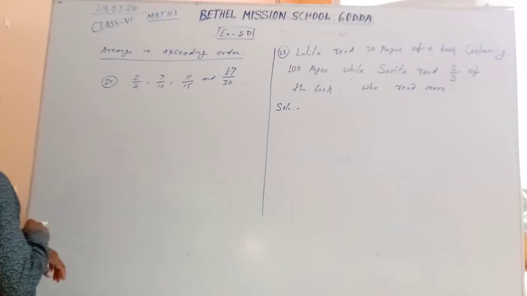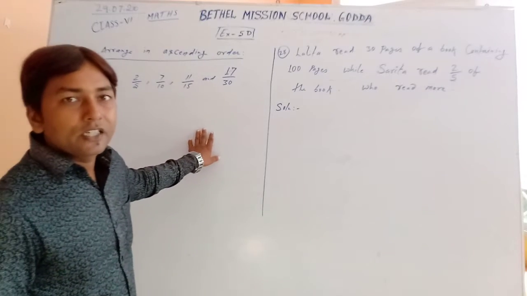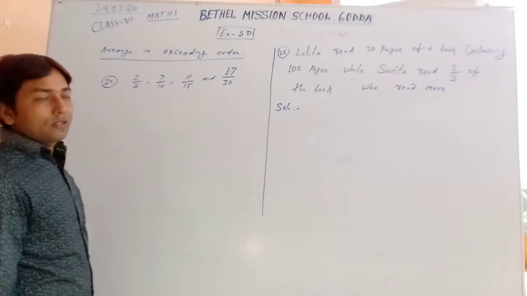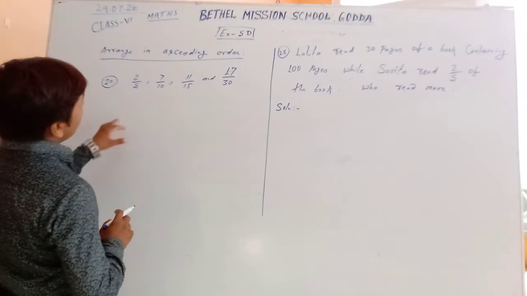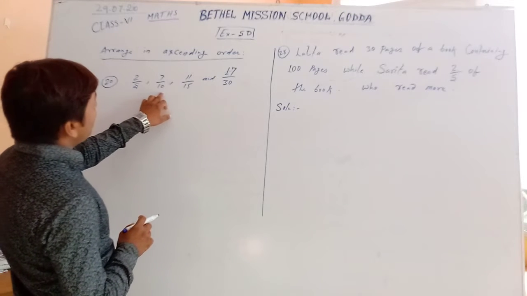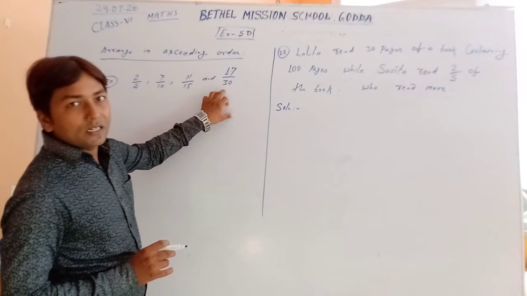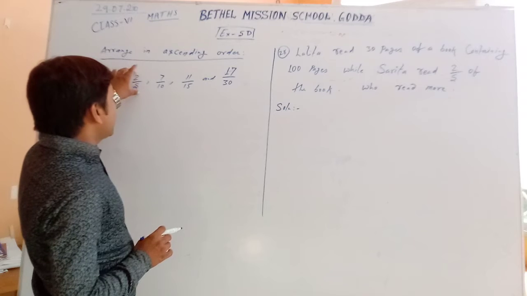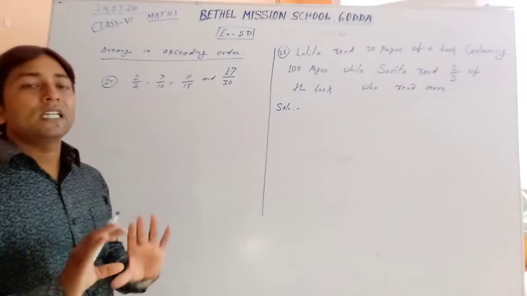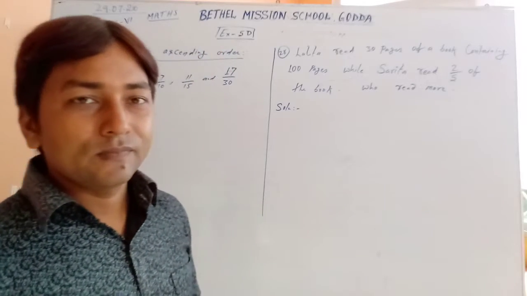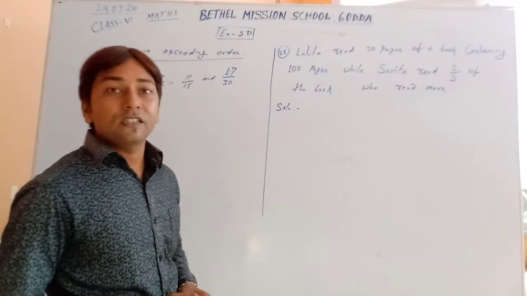So the first question says to arrange these fractions in ascending order. So how would you do it? If we change all the fractions into like fractions, then we can write them in ascending or descending order. So what is the method of changing any fraction into like fractions?